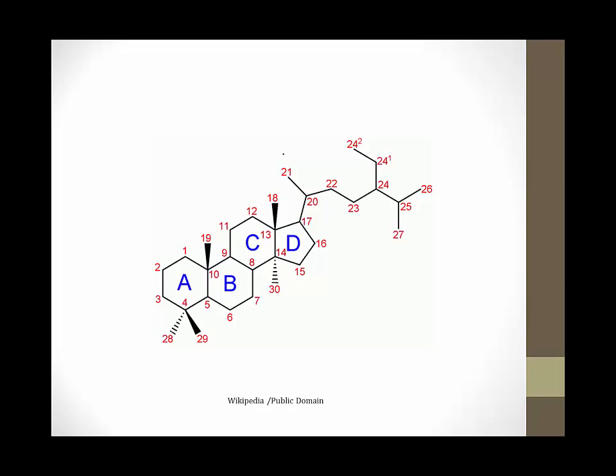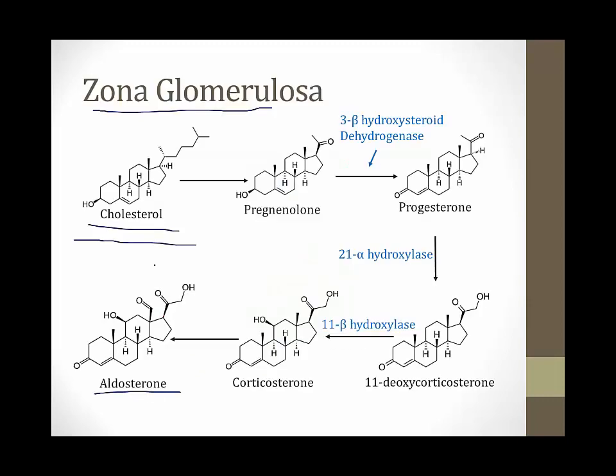So for example, there's an enzyme called 21-hydroxylase, and that adds a hydroxyl group to the 21 carbon. There's another enzyme called 17-hydroxylase, and it adds a hydroxyl group to this carbon. So if you know this, it makes things easier to understand as we talk about the biochemistry. So we start with cholesterol.